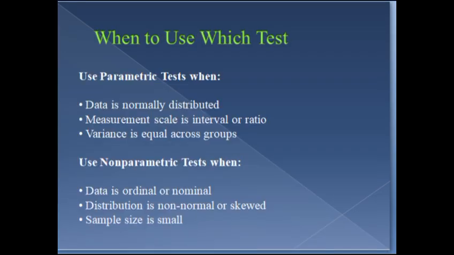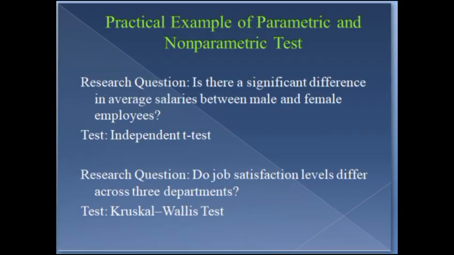When to use which test? Use parametric tests when data is normally distributed, the measurement scale is interval or ratio, and variance is equal across groups. And use non-parametric tests when data is ordinal or nominal, the distribution is non-normal or skewed, and the sample size is small. Choosing the right test ensures validity of the result.